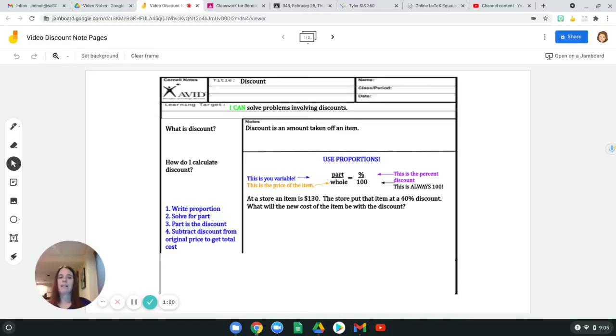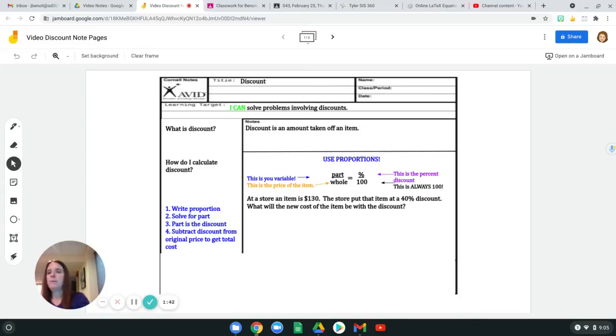Let's go. I've got steps written on the side here for you. Write those steps if you don't have the note packet. We're going to do the steps if you do, so follow along. At a store, an item is $130. The store put that item at a 40% discount. Woohoo! What will the new cost of the item be with the discount?